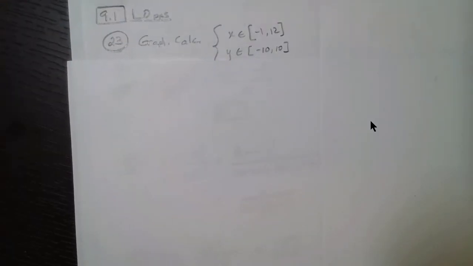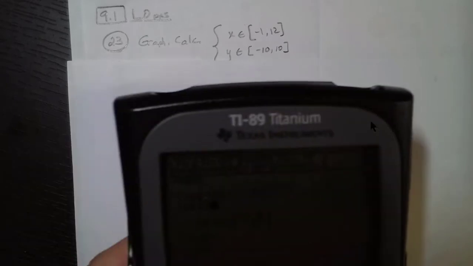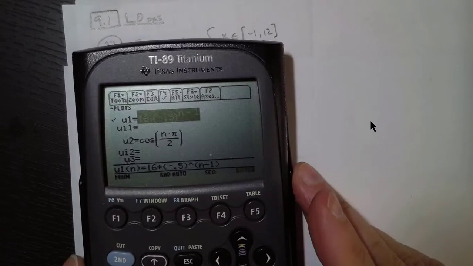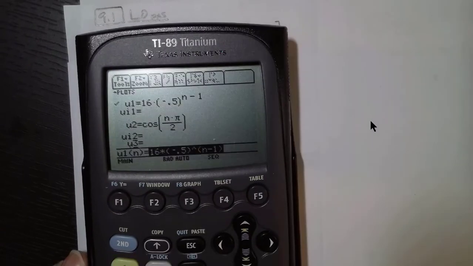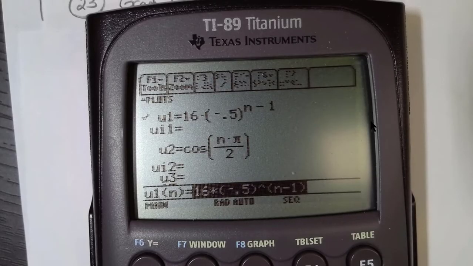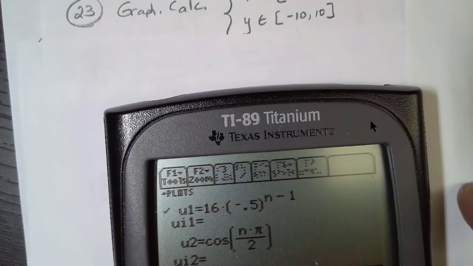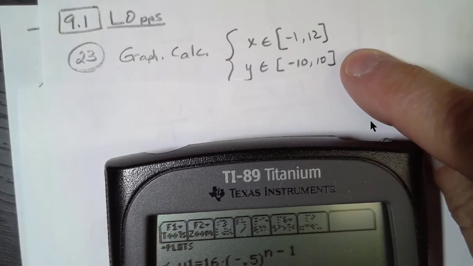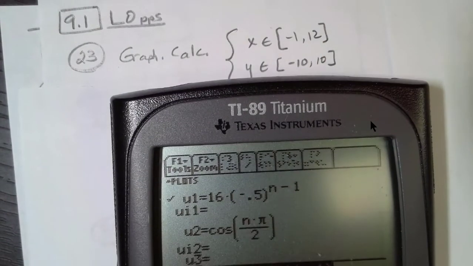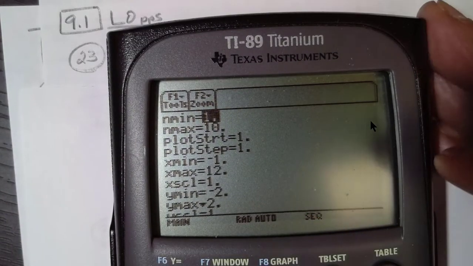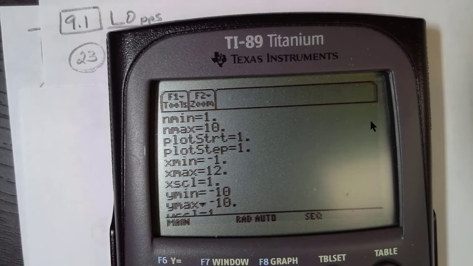Okay, the first problem, number 23. It is on the graphing calculator. So my equation is 16 times negative 1/2 to the n minus 1. And we are going to look at this on the window of x being from negative 1 to 12 and y being from negative 10 to 10. So if I go to my window, x negative 1 to 12, y negative 10 to 10.